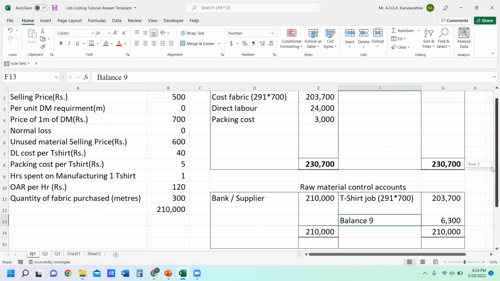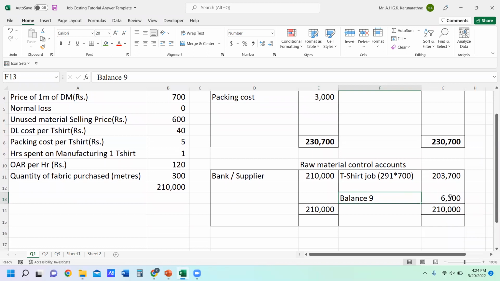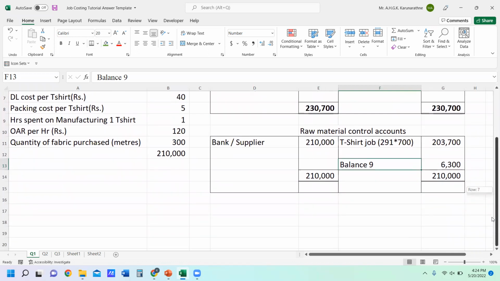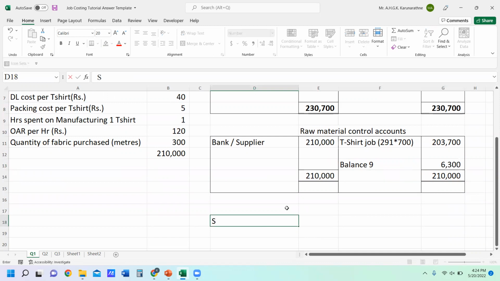Right. This balance is stock that we now sell. When we sell this stock, it is a sale of inventory that we purchased. But we don't call it sales, because sales means revenue generated from our ordinary operation, and this is not an ordinary operation. The better word is disposal, disposal of unused raw material or fabric.